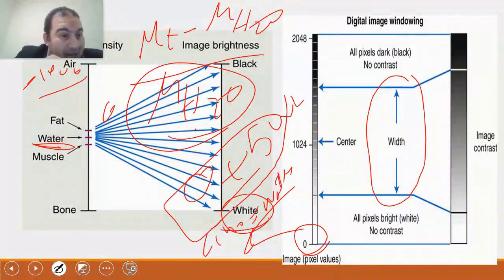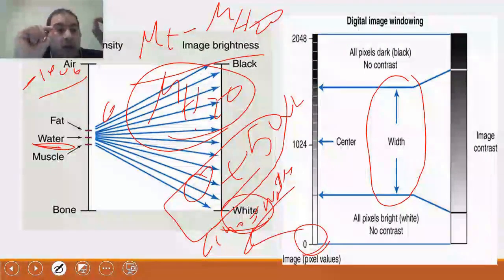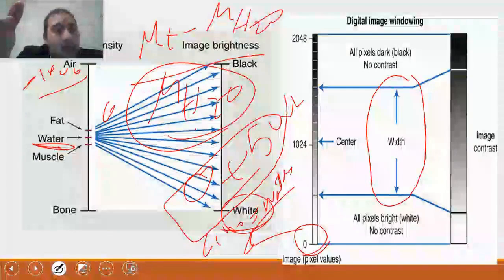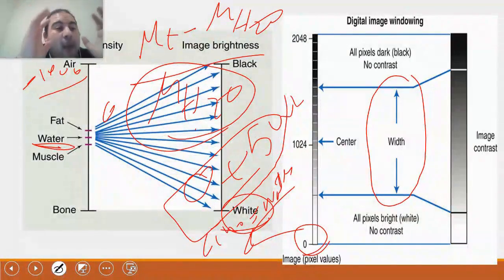If you want to see the lung, you might find the window level at minus 500. If you want to see the liver, you might find your window level at 40. If you want to see the white matter, you might find your window level at 23. The window level gives you a value that is very close to the Hounsfield unit number of the material or object you want to see.